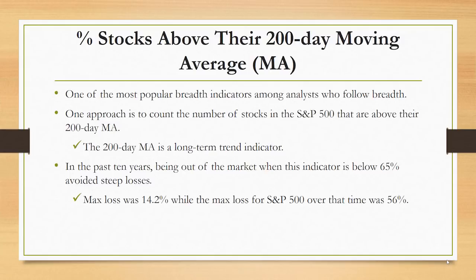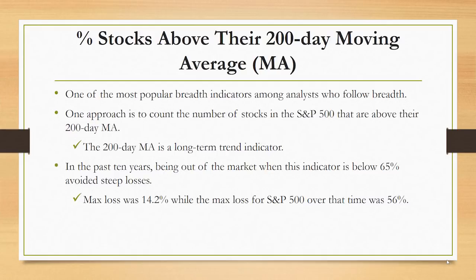Now let's look at one of the most popular breadth indicators among analysts who follow breadth. What we do is count the number of stocks in the S&P 500 that are above their 200-day moving average. You can do this with other indexes as well. If you'd like to follow this indicator in real time, it is available for free on charting sites such as stockcharts.com.